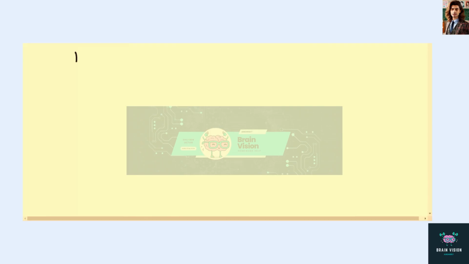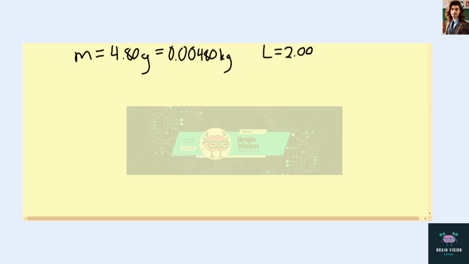Okay, so in this question, we have a string that is vibrating. The mass of the string is equal to 4.80 grams, which of course is equal to 0.00480 kilograms, which is what we'll end up wanting to use when we actually start doing calculations. The length of the string is 2.00 meters. And the tension applied to the string is 48.0 newtons.